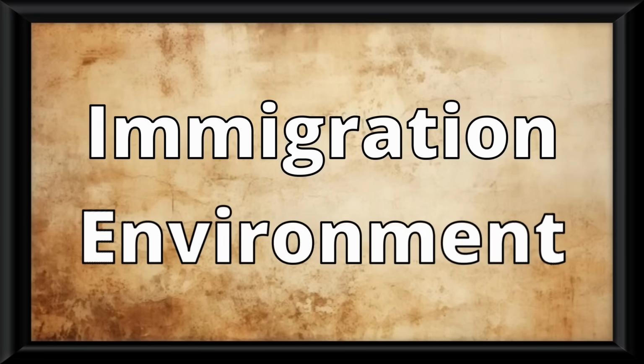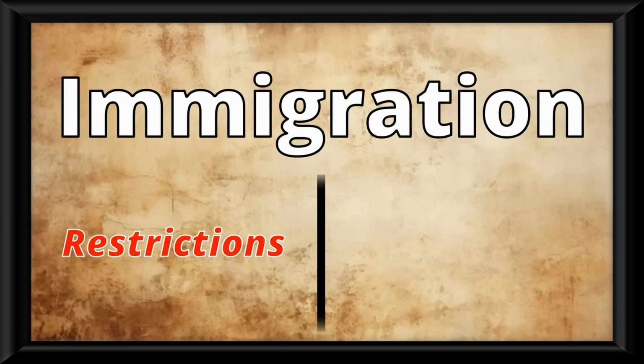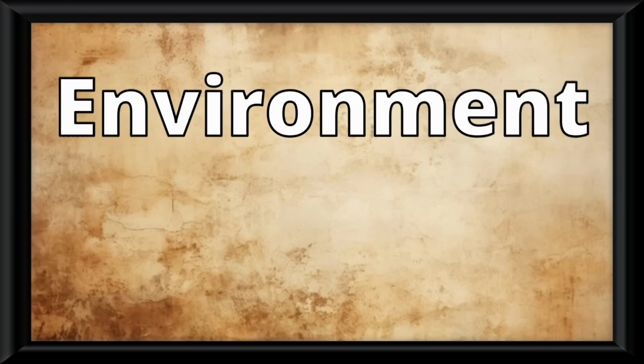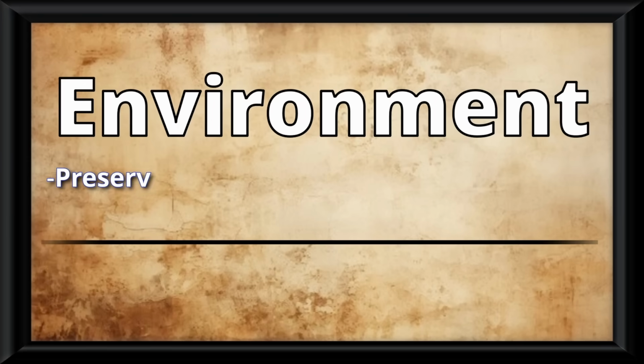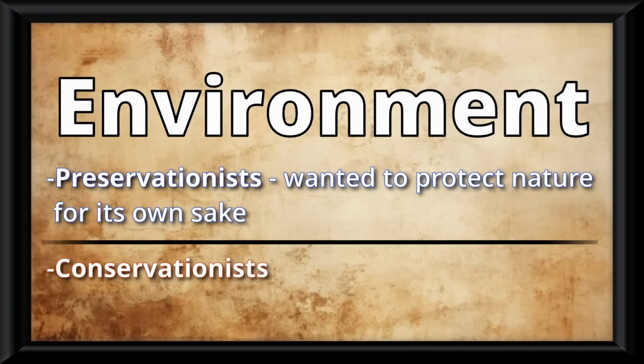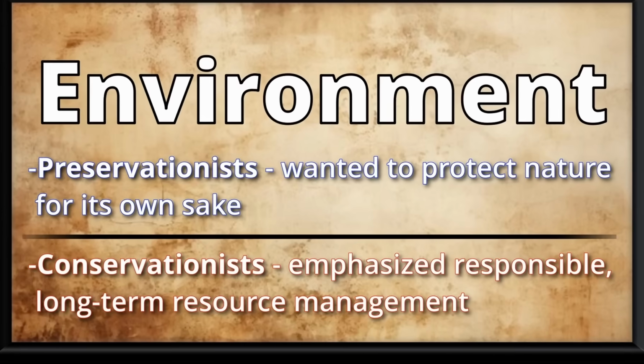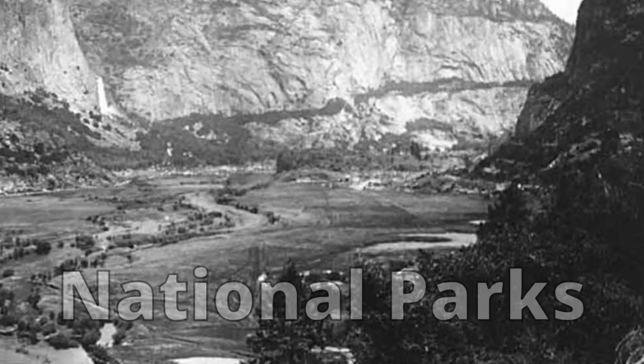Finally, the last 2 progressive movements were immigration and the environment. Immigration exposed a split down the middle. Some progressives pushed restrictions, while others focused on supporting immigrants in cities. Environmental reform followed a similar pattern, dividing into preservationists, who wanted to protect nature for its own sake, and conservationists, who emphasized responsible long-term resource management. Despite their differences, both supported the creation of national parks.